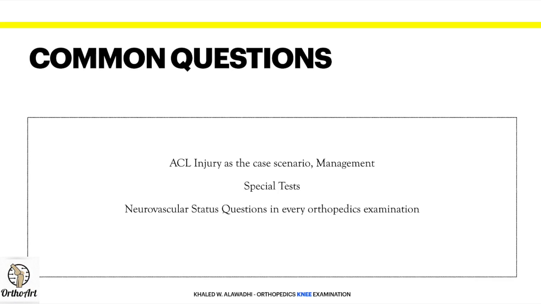stabilization, a pivot shift stabilization. As you know, the ACL is responsible for preventing anterior translation of the knee along with slight rotation of the knee, so you want to prevent knee rotation and translation. Then you ask about the special tests, and as I mentioned earlier, you ask the neurovascular status questions in every orthopedic examination. And this is the end of the presentation.